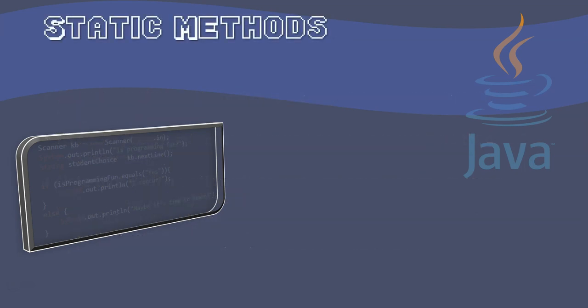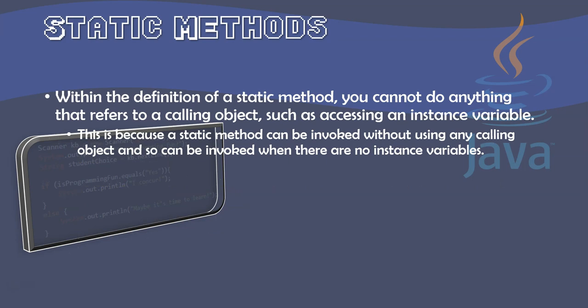Within the actual definition of a static method, when you look at the code inside, you cannot do anything that refers to a calling object, such as accessing an instance variable. It's important to keep in mind because that means not every method is going to be able to become a static method. This is because a static method can be invoked without using a calling object, and because there's no calling object, there are no instance variables associated with it.